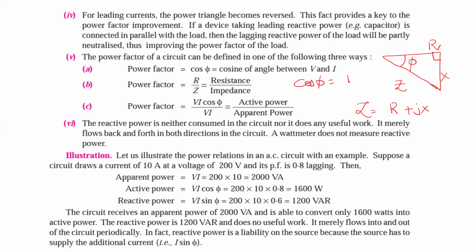From the triangle, what's the value of cos phi? Cos phi is equal to the adjacent side R divided by Z. This is the formula they have written. Z stands for impedance, so this triangle we can call the impedance triangle.